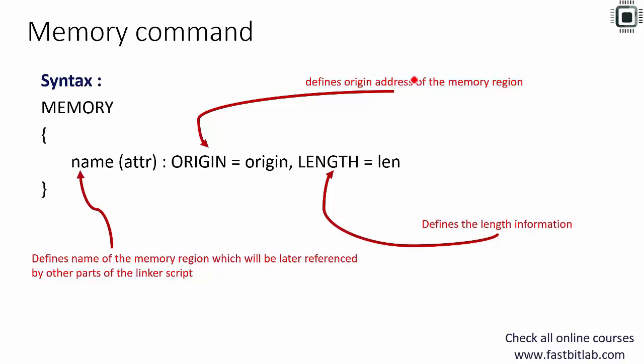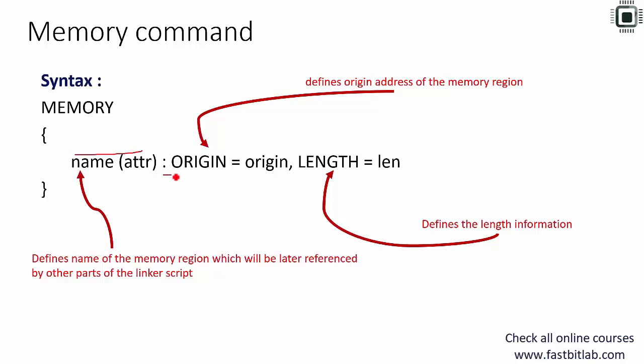Let's see the syntax of the MEMORY command. You have to use the name MEMORY here. That's the command name, which must be in capital letters. Then you have to give the body of that command, and inside the body, you can write many statements in this format. The memory statement has three parts: a label, an origin, and a length. A label will have its own attribute list. The attribute, if used, is actually optional, but if used, you have to give it in parentheses.